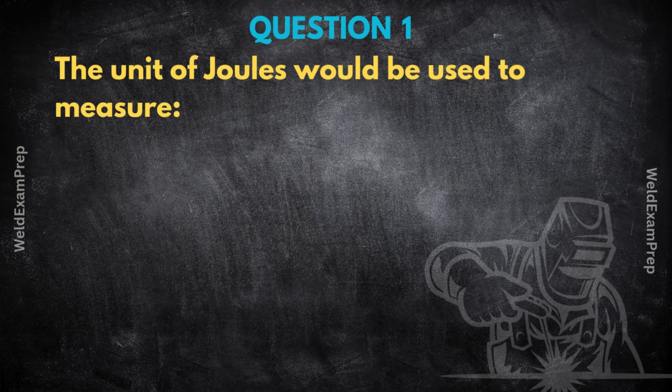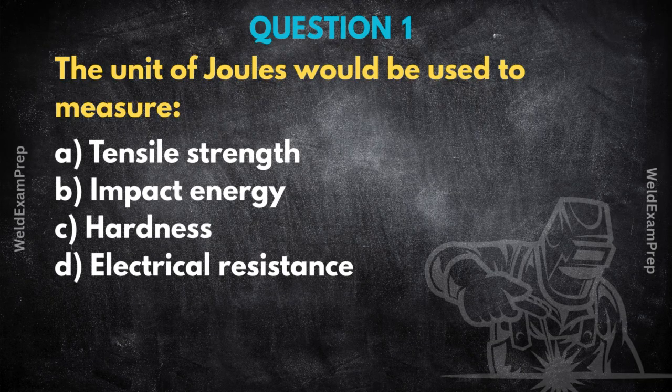All right, let's jump right into our first challenge. Question 1. The unit of joules would be used to measure: A, tensile strength; B, impact energy; C, hardness; or D, electrical resistance. Okay. Take a second. Joules. What property springs to mind, especially thinking about materials and welding? Right. Well, the answer here is definitely B, impact energy.